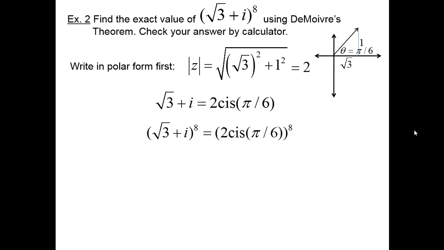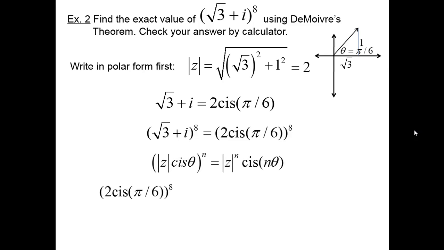So the theorem says we want to raise this to the 8th power. We're just going to take the modulus raised to the 8th power times cis of n theta, but n is 8, so that's just 8 pi over 6. If we simplify that, 2 to the 8th is 256. 8 pi over 6 reduces to 4 pi over 3.